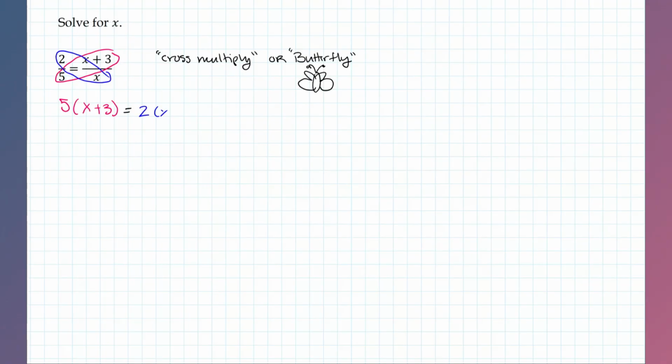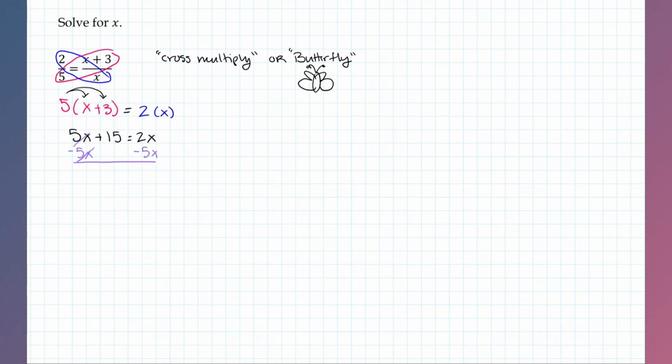And then you'll see we're going to distribute the 5 into the x plus 3. So we get 5x plus 15 equals 2x. From here, we're going to just solve our normal equation and use inverse operations. So I'm going to combine my variables together, subtract 5x from both sides.